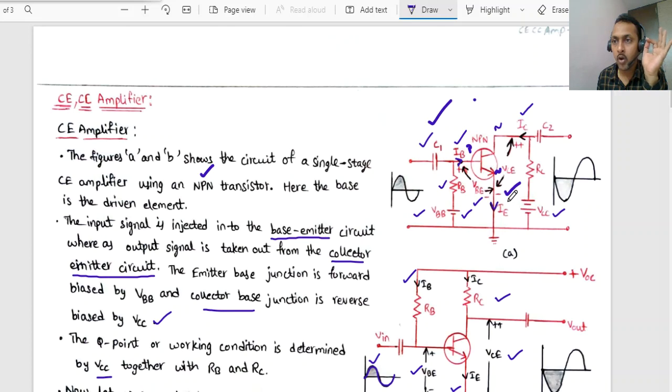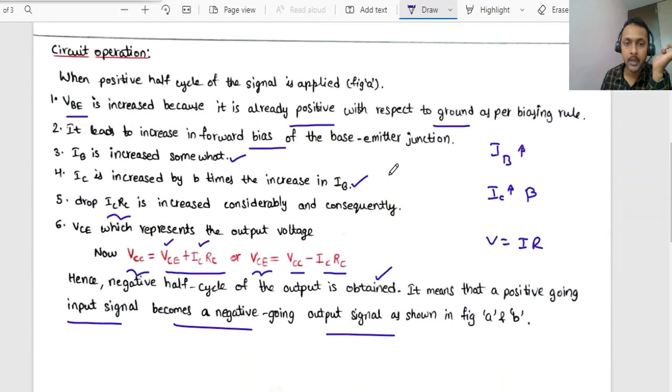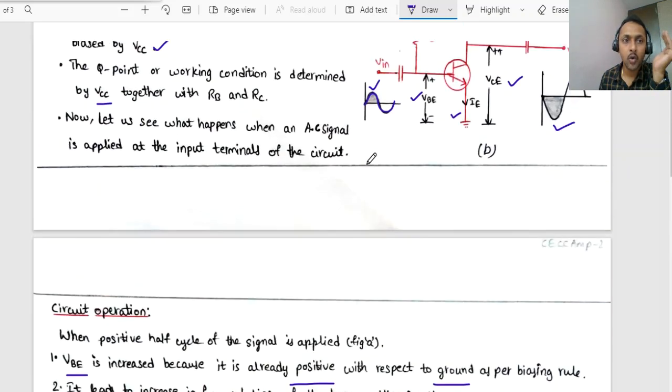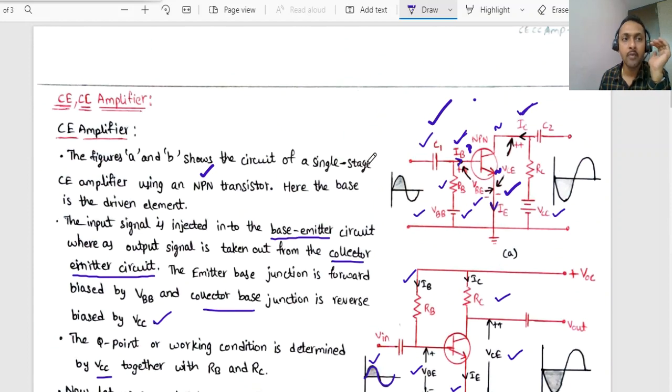If the base-emitter forward bias voltage is increased, the base current will increase. If the base current increases, the collector current also increases. If the collector current increases, the drop across RC will also increase. And finally, the collector-emitter voltage VCE will be given by VCC minus IC times RC. For the positive input peak, you will get the negative peak as an output, right? So this is what the common emitter amplifier is all about.